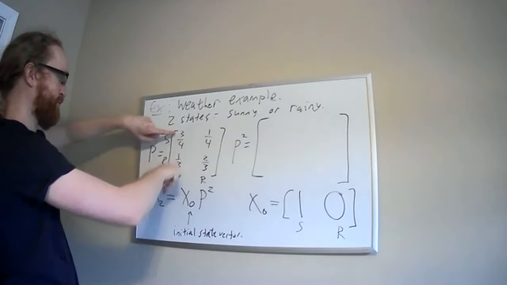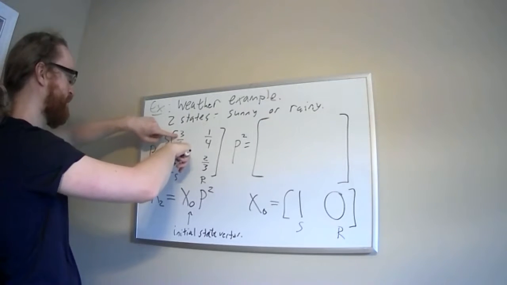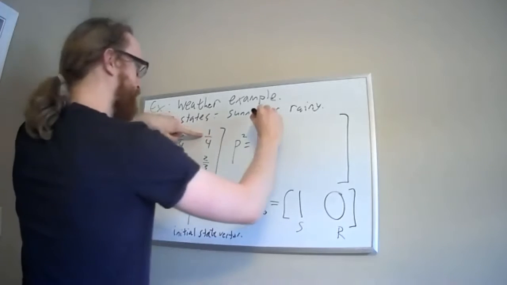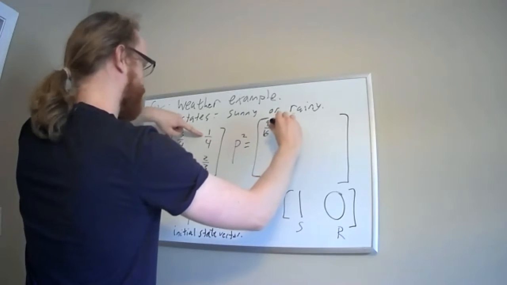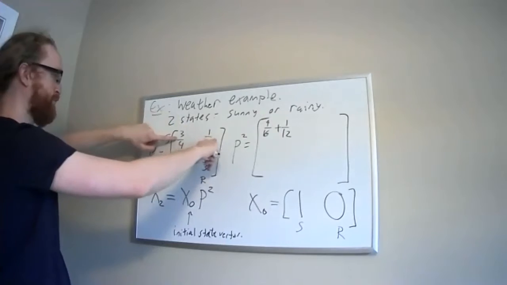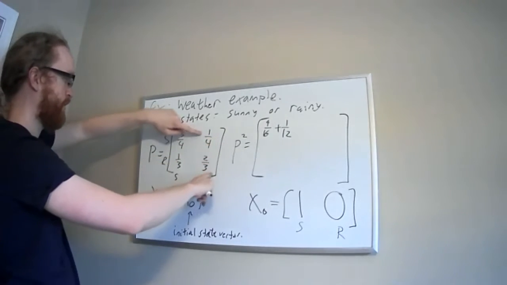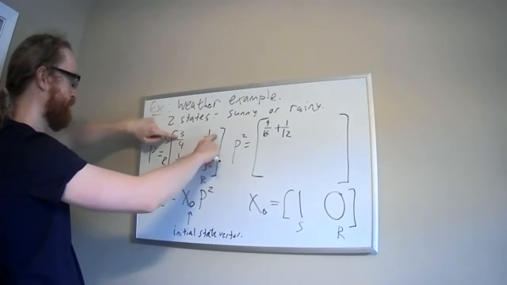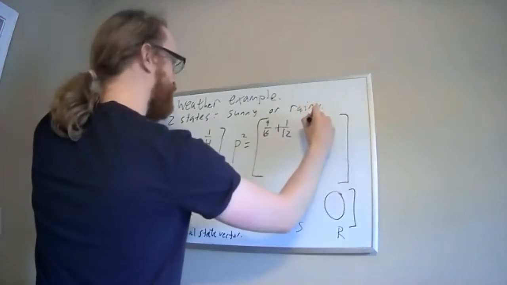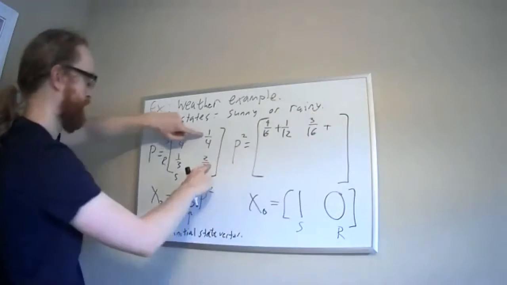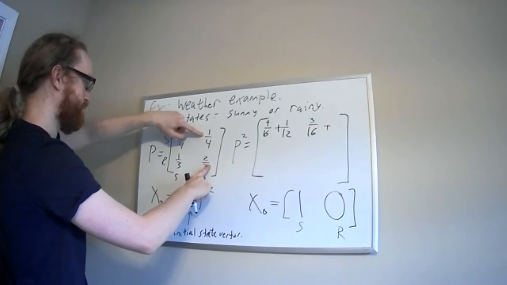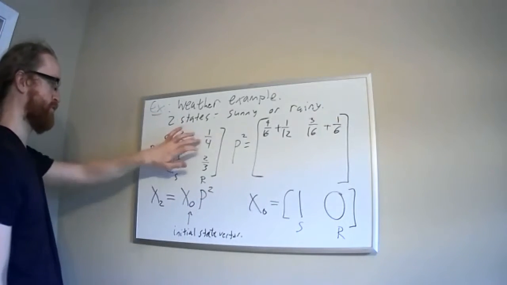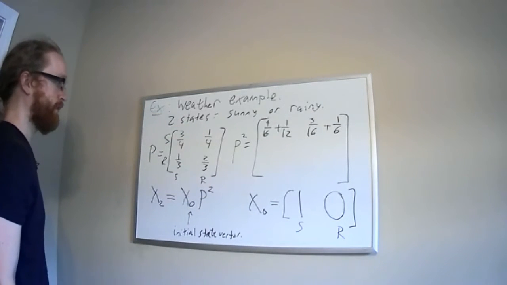I'll take the first row times the first column. I have 9/16, 3/4 times 3/4, plus 1/12. So 9/16 plus 1/12. Then 3/4 times 1/4 is 3/16, plus the 1/4 times 2/3. So what's this? 3/16 plus, really that's 1/6. 1/4 times 2/3 should be that.